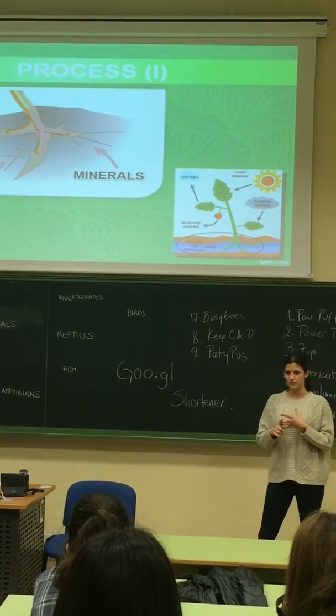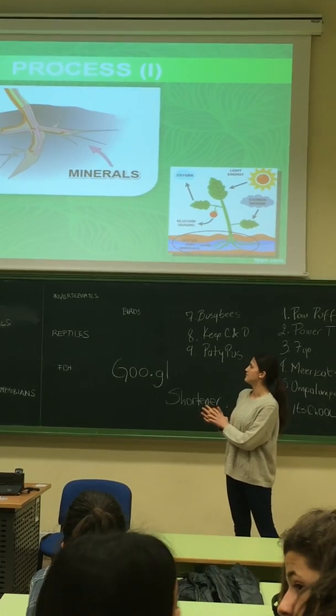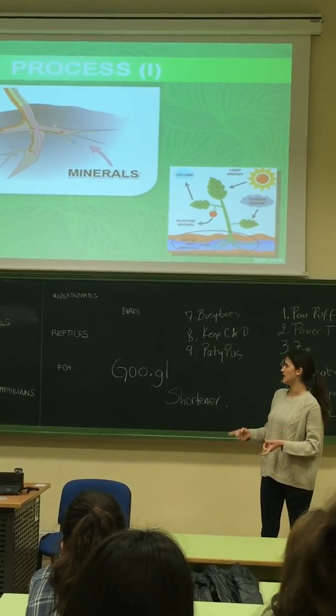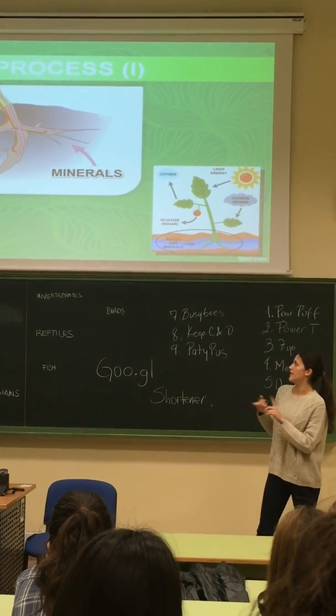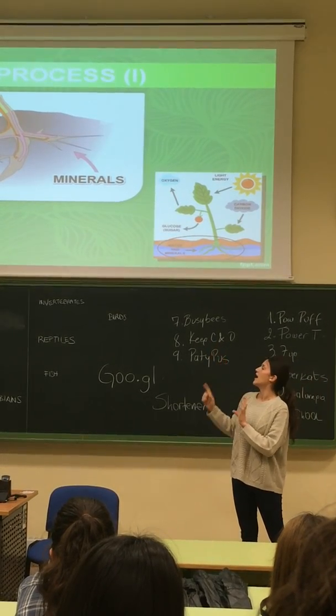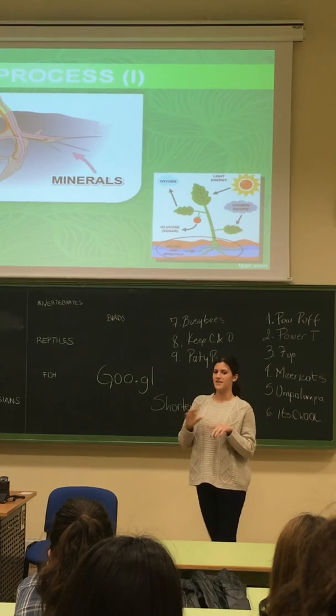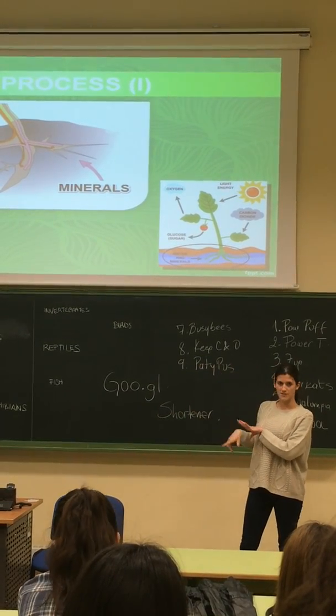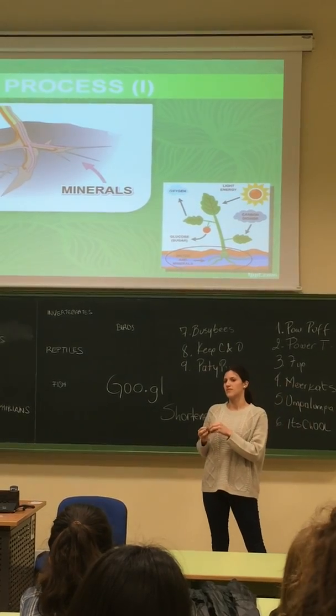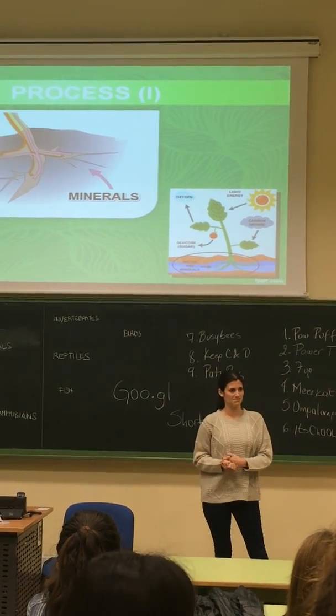The process within the root consists basically of the absorption of water and minerals. The mixture of water and minerals is called sap, and this sap is transported across all the plant thanks to a tube called xylem.